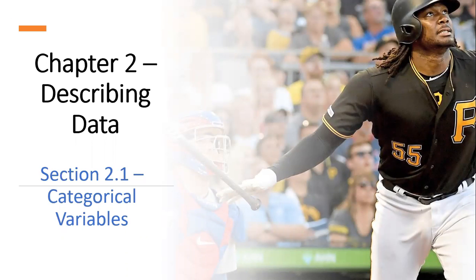In chapter number 1, as we explored the collection of data, we learned about two major types of variables: quantitative variables and categorical variables. In videos 2 and 3 of this series from chapter 2, we'll explore quantitative variables in greater depth. In this video here, the first video from chapter number 2, we're going to take a closer look at section 2.1, which deals with categorical variables.